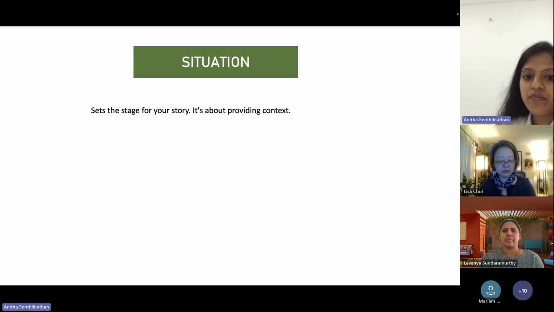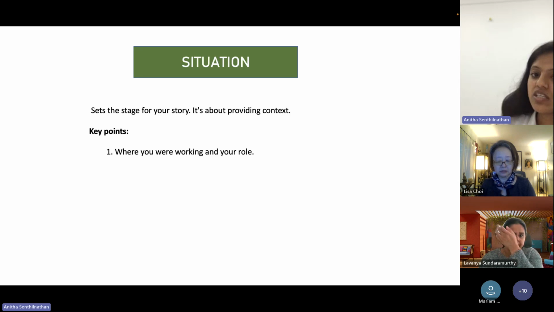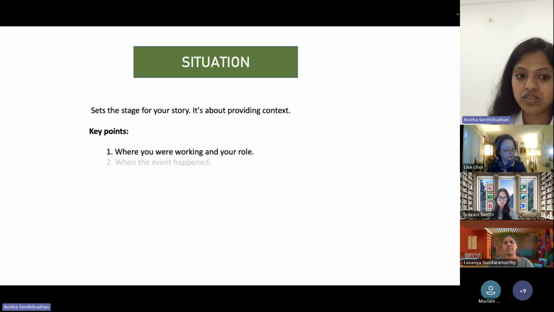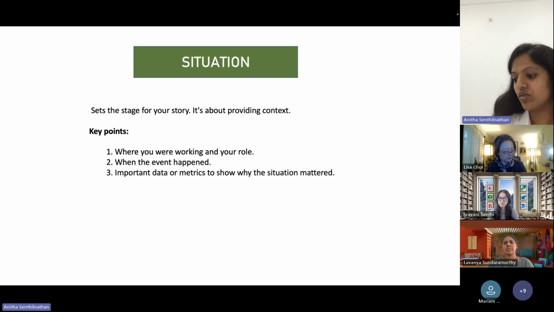So, situation. This is where we stage our story, the context which we need to create. This is very important for the interviewer, so they can see how our story starts. There are three key points. Number one is where you were working and your role. These are specific details which we need to provide initially. For example, I'm a solution architect working in XYZ company.